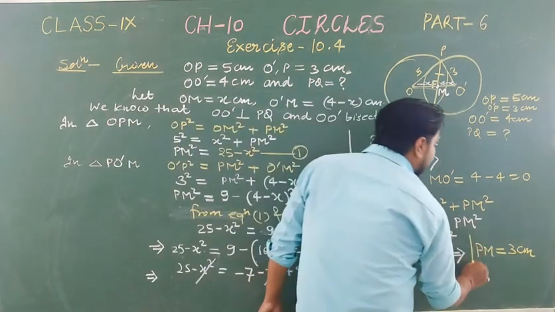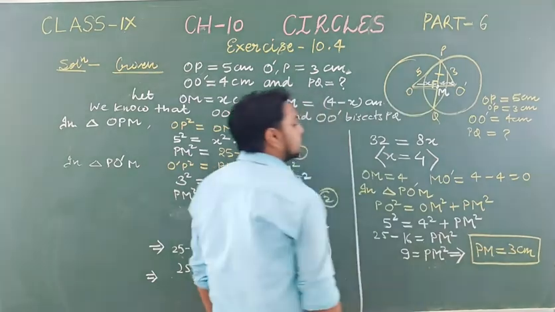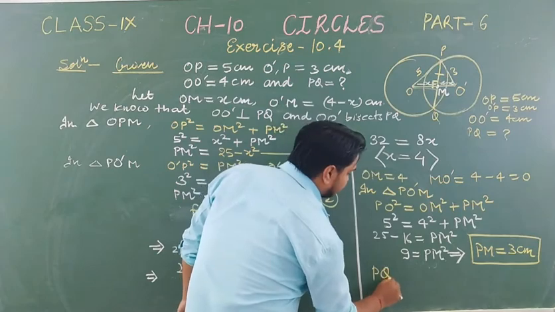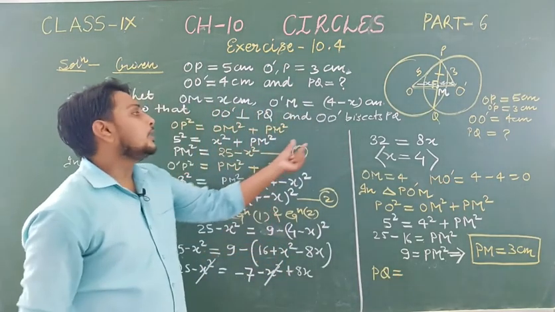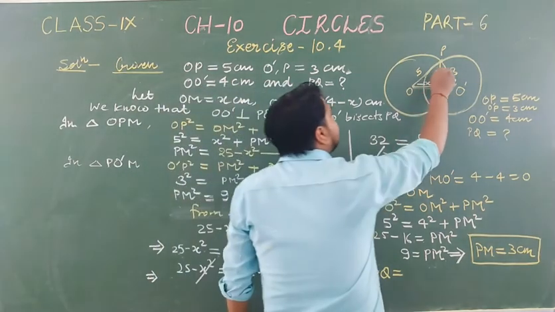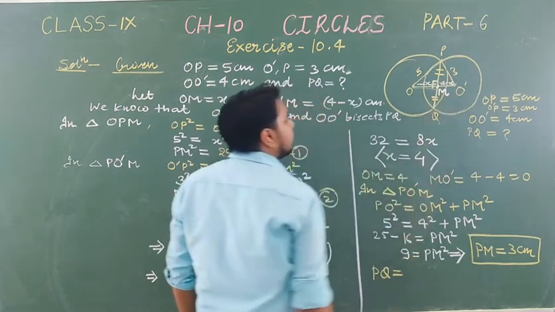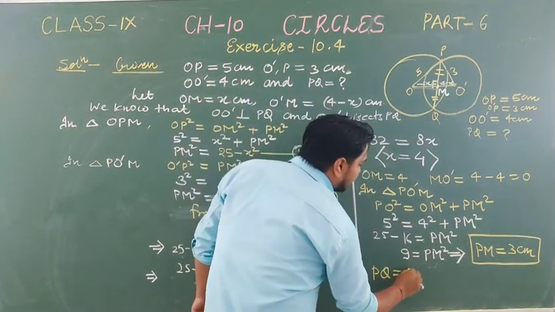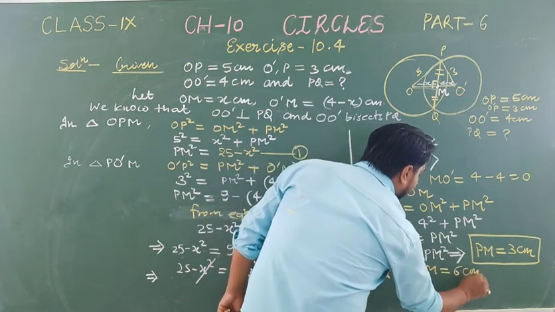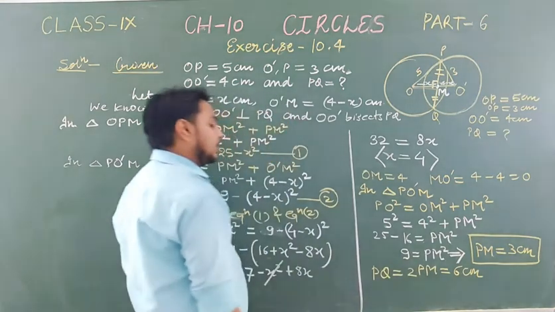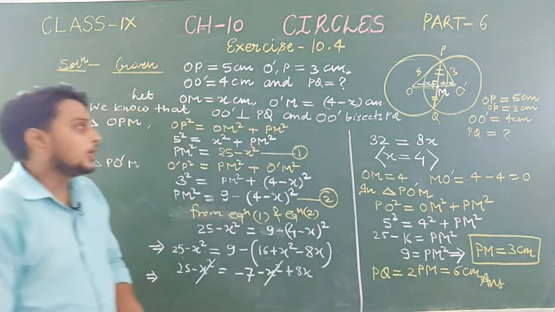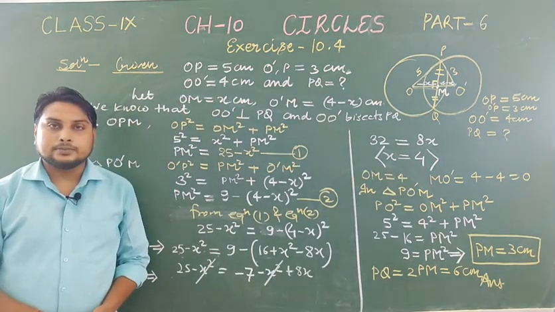Okay. So if we are having the value of PM as 3 centimeter, then we know that PQ is equal to, I have told you here that OO dash bisects PQ. Bisects PQ means this distance PM and this distance MQ are equal. So we can write PQ is equal to 2 into PM, that is 2 into 3, which is 6 centimeter. So this is our answer, that the length of PQ, the length of the common chord, is 6 centimeter.